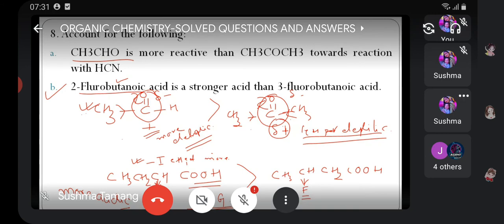Minus I effect is inversely proportional to distance between electron withdrawing group and OH. ल यो याद राख्नु. तिम्रो जति distance बढ्छ त्यति नै तिम्रो minus I effect घट्छ या त्यति नै less polar बनाउँछ OH bond लाई and become less acidic.